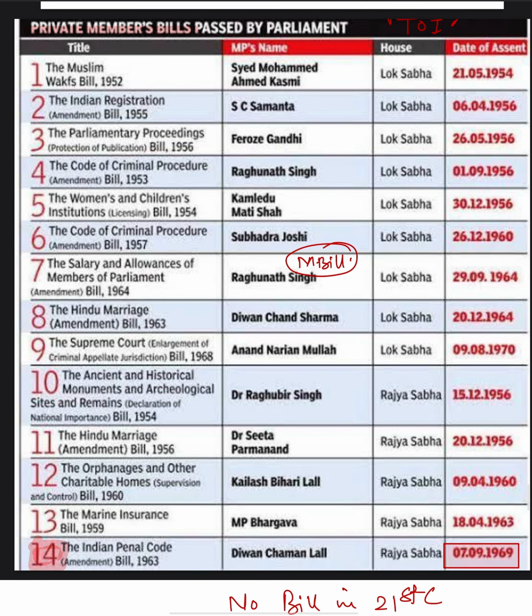So see, this is the bill, the salary and allowances of the members of the parliament bill of 1964, and this is passed. So money bill can be introduced by the private member and it can be passed also, and it has happened. So empirical evidence says that it is possible. So Raghunath Singh was the private member who introduced the bill, and it was passed, salary and allowances of the members of the parliament bill of 1964.